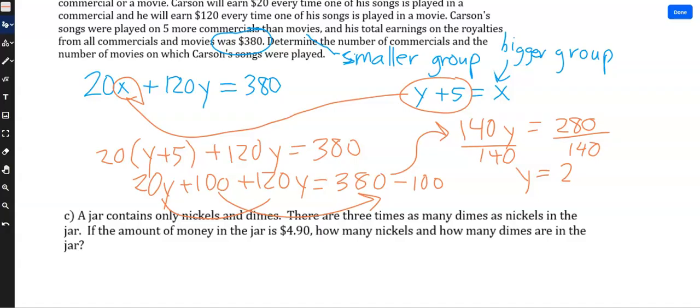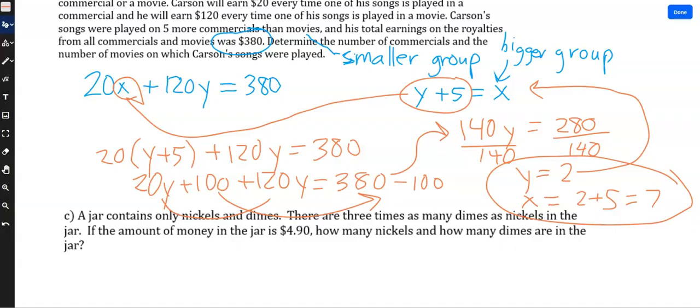So how do I find the number of commercials? So now I got to plug it back in, right? And I think it's easiest to plug it back into this equation up here. X equals 2 plus 5, or 7 commercials. So 7 commercials and 2 movies.